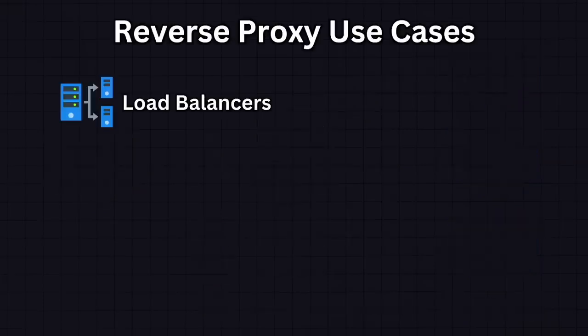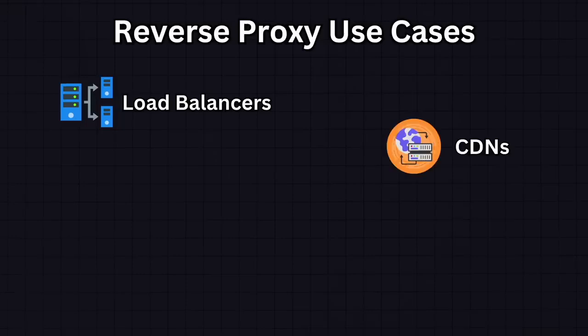Some common use cases of reverse proxies are load balancers. These distribute incoming network traffic across multiple servers, ensuring no single server gets too much load. By distributing traffic, we prevent any single server from becoming a bottleneck, maintaining optimal service speed and reliability. CDNs are also a type of reverse proxy.